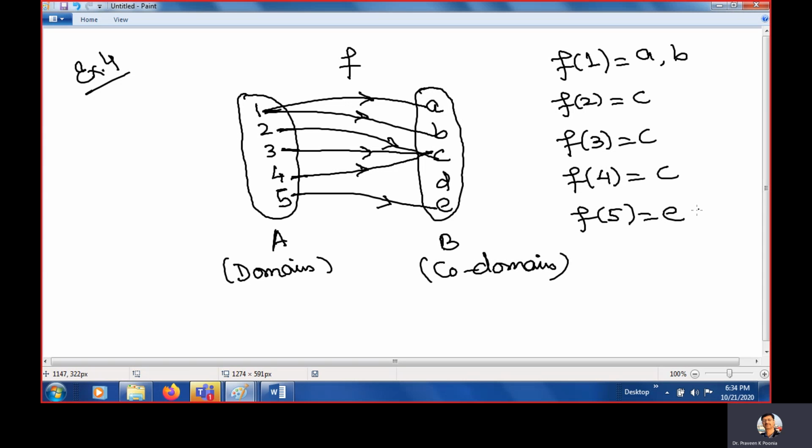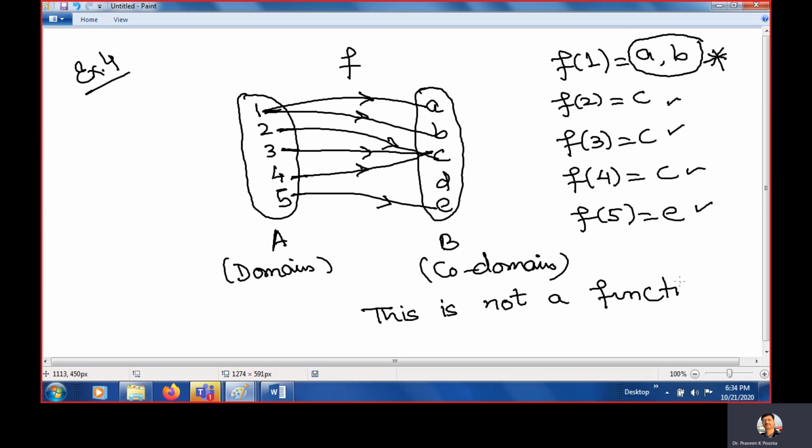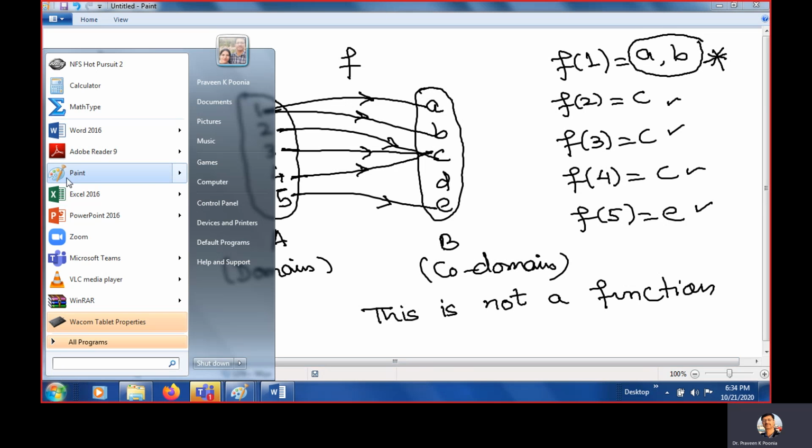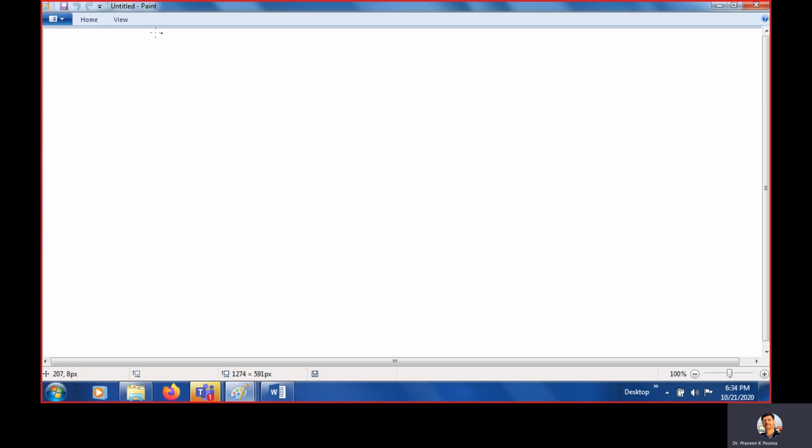Clear? So if you see one image, but if you see here, there are two images. This is wrong. I told you it must be connected with one element only, but here, my dear friends, it is connected with two elements. So what is the answer? This is not a function. Clear? Now, one more thing I want to tell you. Okay, so let us solve another question. Then we will clear the concept of domain and range.